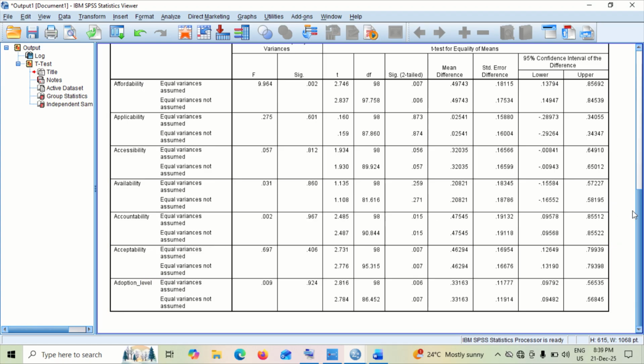Hence, we have to look at how we report this analysis result in our research or project work. Let us look.